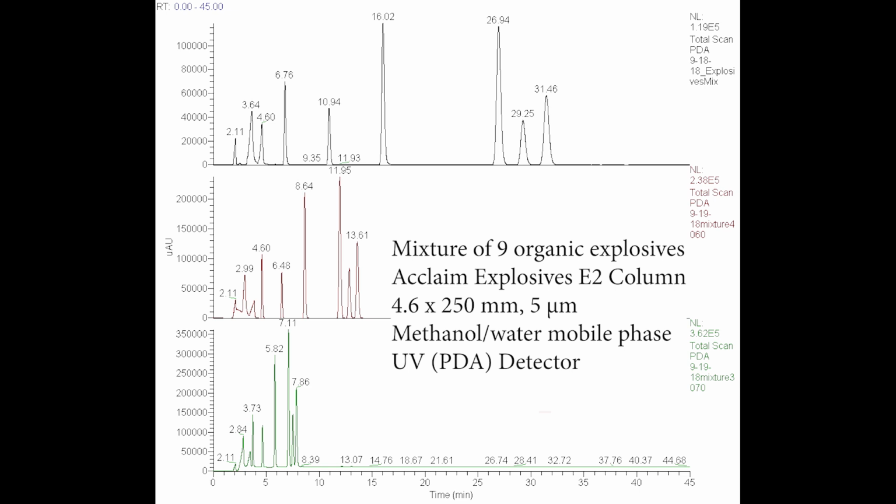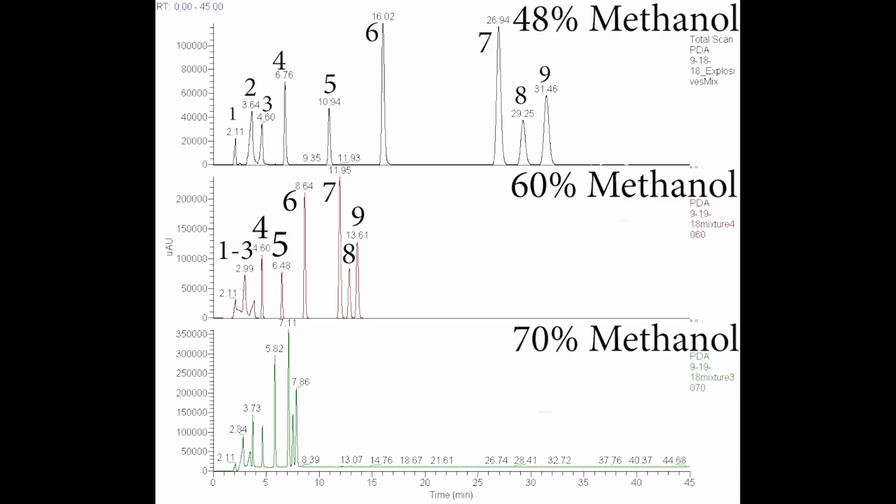So water is going to be solvent A, methanol is going to be solvent B, with a UV photodiode array detector. So same stationary phase, same flow rate, same everything. What we're shifting is the percent B, the percent methanol. So at 48% methanol, you see those 9 peaks. They do elute. There's nice separation.